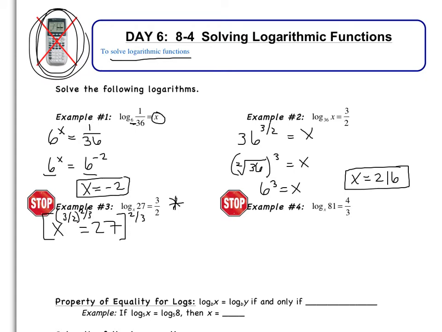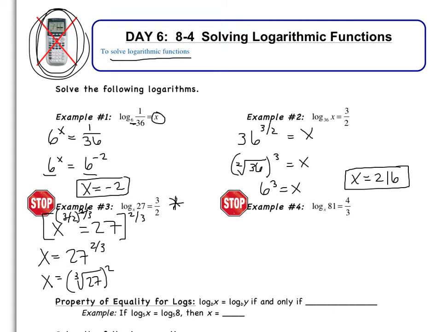On the left side, those powers cancel. I'm left with x. On the right side, I have 27 to the 2/3 power. So x is 27 to the 2/3 power. So now all I have to do is figure out what 27 to the 2/3 power is. I'm going to rewrite this in radical form. 3 is what goes outside. So it's the cube root of 27, all of that squared.